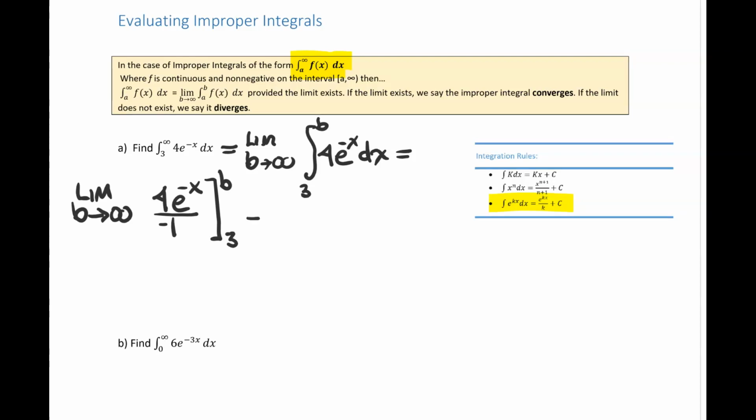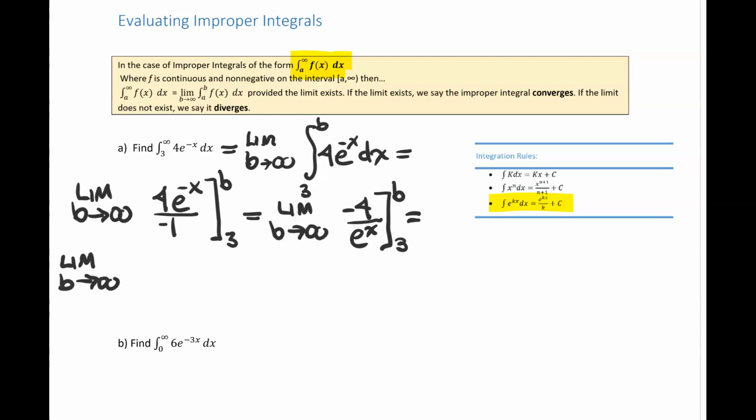Okay, and then carrying this on, again I'm going to keep the limit with this until I actually evaluate the limit. So I'm going to rewrite this as negative 4. I'm going to put this e to the negative x down on the bottom so I can make that an e to the positive x. And then we're going to evaluate from 3 to b. Okay, I'm ready to put my limits of integration in, and then I will evaluate the limit. Alright, so this is going to be limit as b goes to infinity. I'm going to plug in my b. I'm going to have negative 4 over e to the b minus negative 4 over e to the third power.